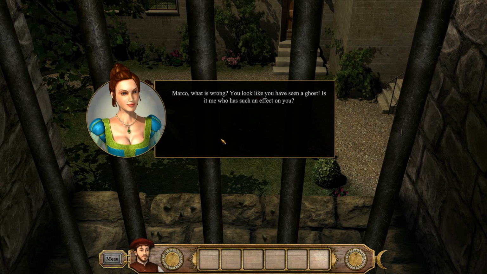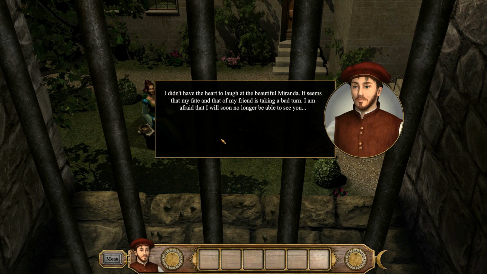Hello. Marco, what is wrong? You look like you've seen a ghost. Is it me who has such an effect on you? I didn't have the heart to laugh at the beautiful Miranda. It seemed that my fate and that of my friend is taking a bad turn. What? I'm afraid that I will soon no longer be able to see you. No, what?